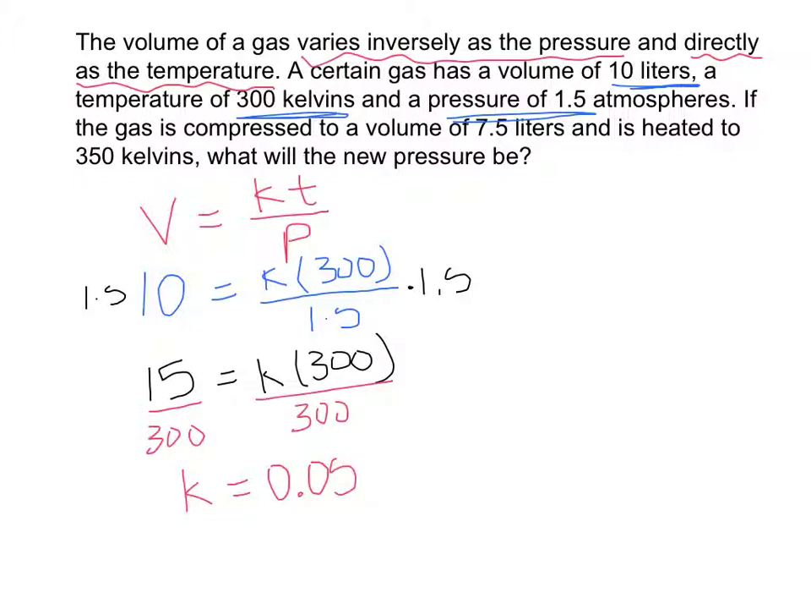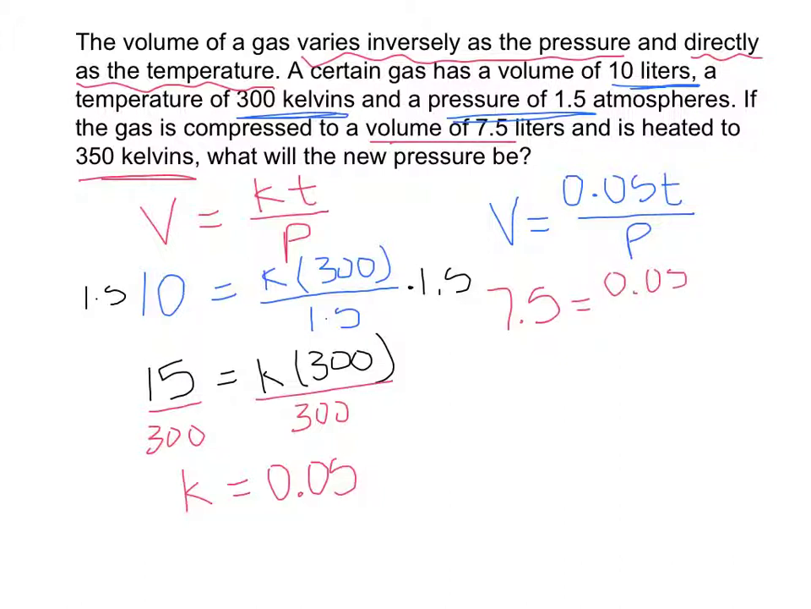So now that we have this constant, we can write our particular equation. Volume equals 0.05 times temperature divided by the pressure. So we see that the gas is compressed to a volume of 7.5 liters and is heated to 350 kelvins. We want to find the new pressure. So let's plug in what we know. 7.5 equals 0.05 times the new temperature, which is 350, divided by the pressure.